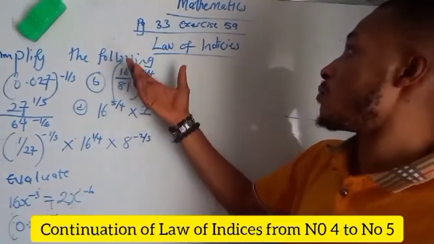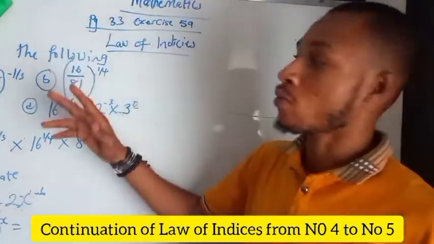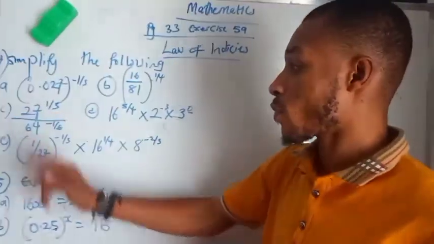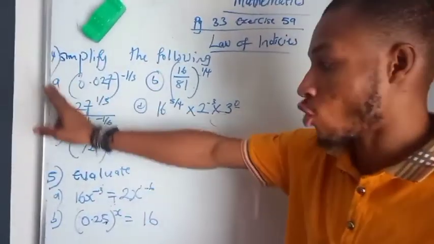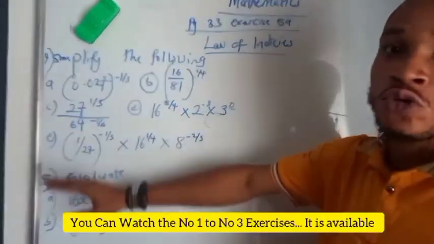This is the page 3 exercise 5A continuation. The first one we did was number 1 to number 3. Now it's number 4 to number 5. So we want to continue where we stopped.